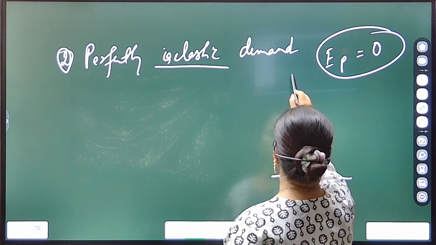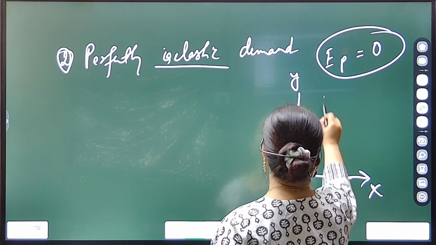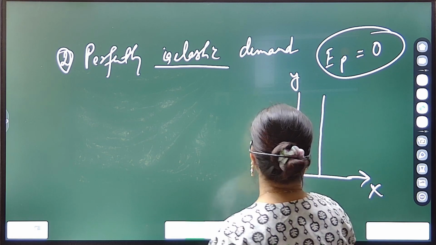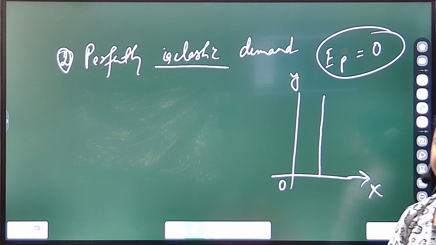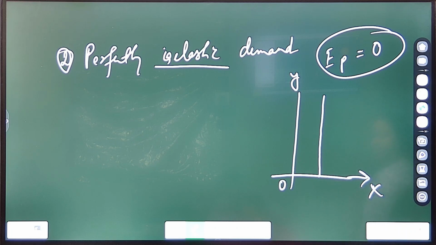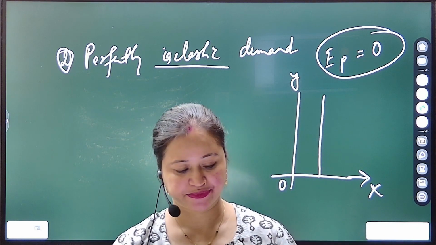So this is your O, this is your axis, so the demand curve will be this. It is parallel to the OY axis. Fine? So this is your perfectly inelastic demand. EP is equal to 0. Done? Okay. Now next one. Example is given here. It holds for goods like salt, life-saving drug.